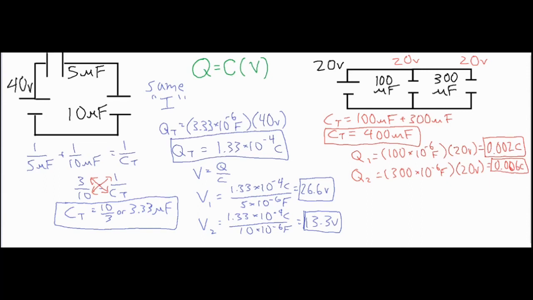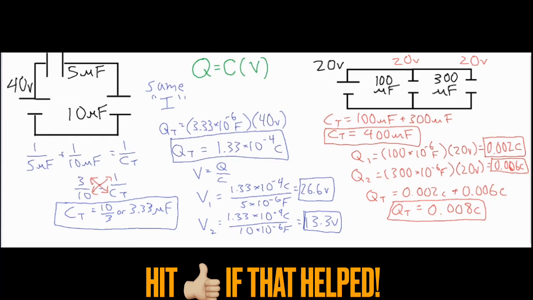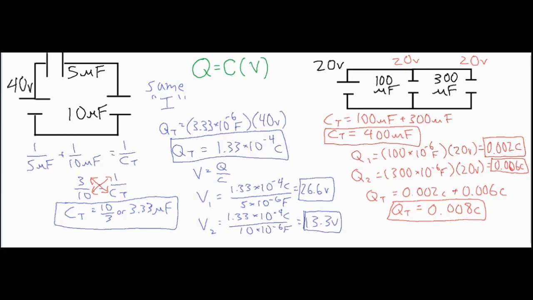And the final thing I can go ahead and solve for is my total Q value, which is just summing up my two values of 0.002 coulombs plus that 0.006 coulombs, and my total Q value is going to be 0.008 coulombs. Okay, so for these two problems, there's a different set of rules. Neither one was very complex, but there's definitely a different set of rules for each one of them that you have to be familiar with in order to solve for your Q, C, and V values.